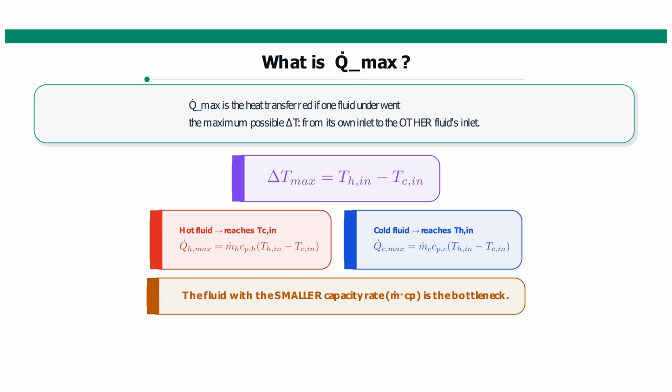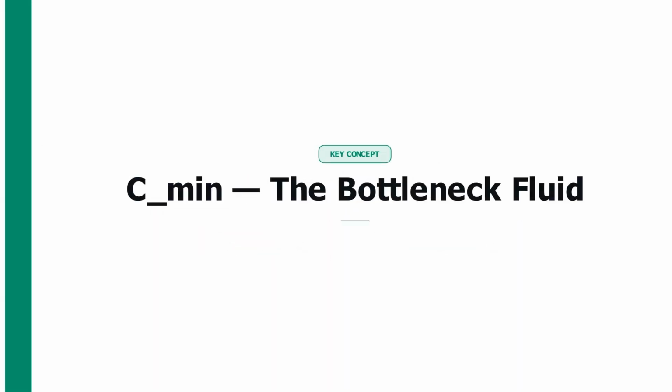If the hot fluid dropped from TH in all the way down to TC in, it would transfer heat equal to m dot H times CPH times TH in minus TC in. If the cold fluid rose from TC in all the way up to TH in, it would absorb heat equal to m dot C times CPC times TH in minus TC in. These two numbers are not equal in general. The fluid with the smaller heat capacity rate, the smaller product of mass flow rate and specific heat, is the limiting fluid. It is the bottleneck. It reaches its maximum possible temperature change first.